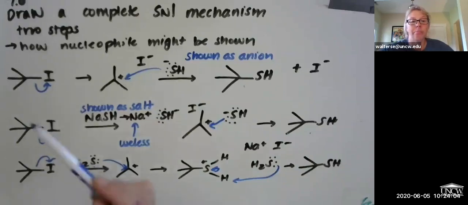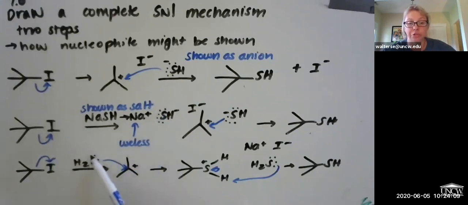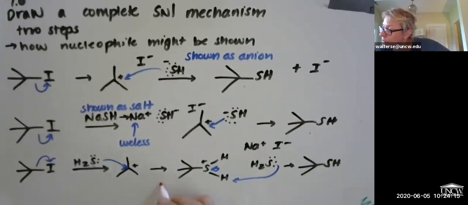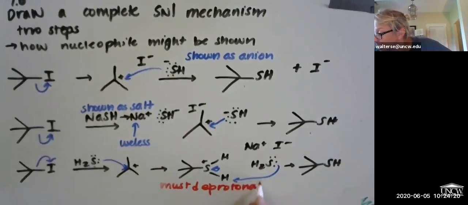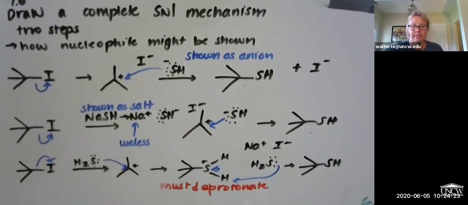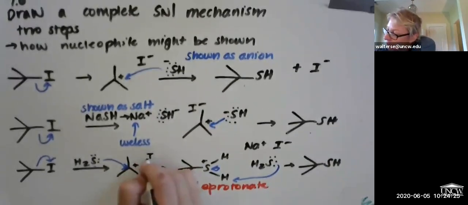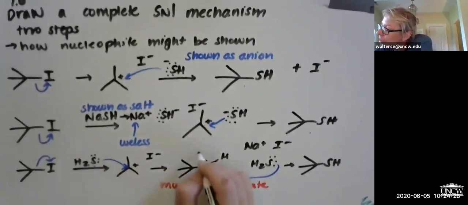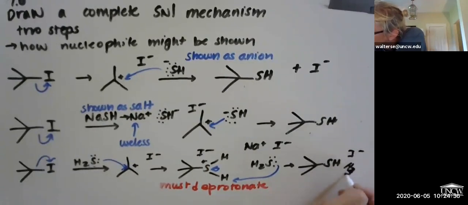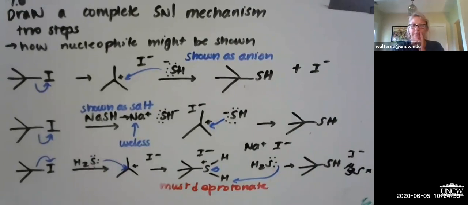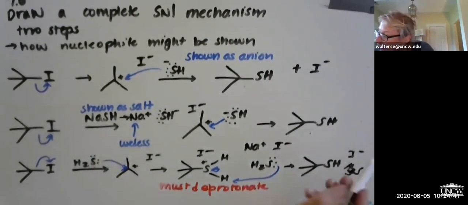So it's important that you recognize when you have a negative nucleophile versus a neutral nucleophile. Anytime you use a neutral nucleophile, you must deprotonate separately at the end. Let me write in my counter ions. There we go, H3S plus. That's supposed to be an I.